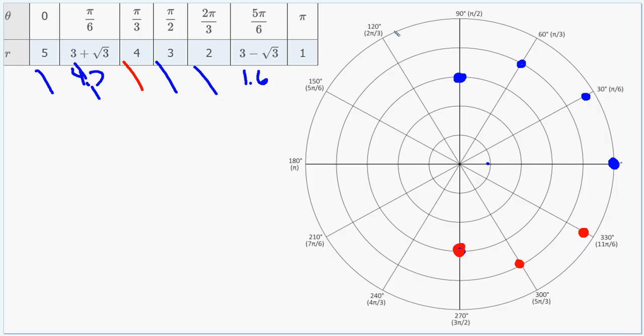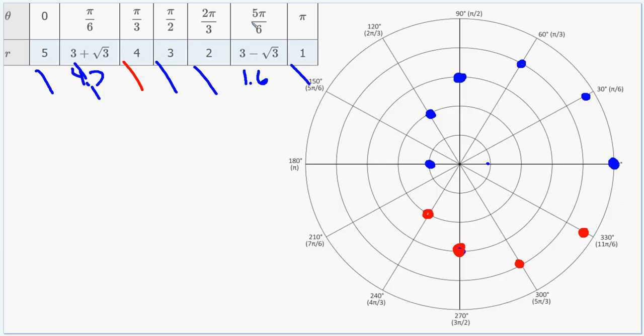So 2/3 pi is right here. We'll go 1, 2 units. And then the symmetry means we'll go straight down here. There we go. And then at pi, we're going to go out 1 unit. So 1 unit out there. And again, we are on the x-axis, so there would be no symmetric point to that.